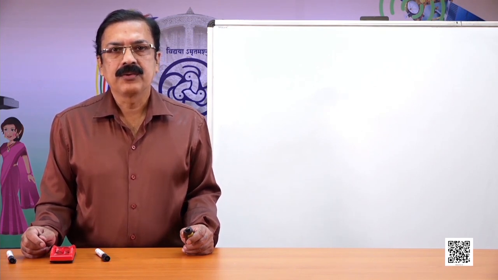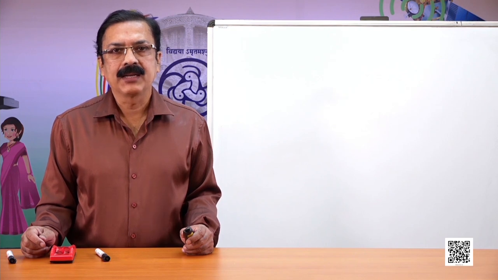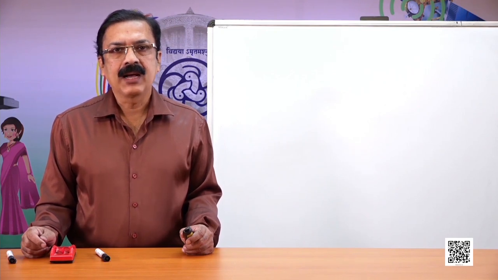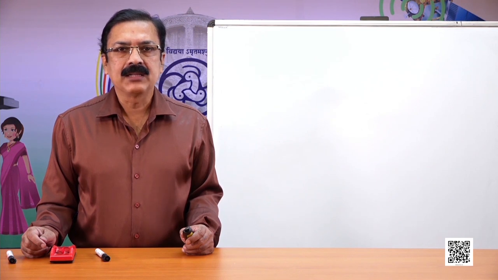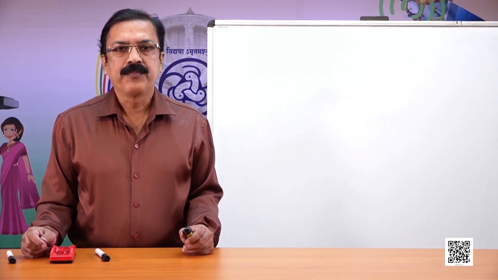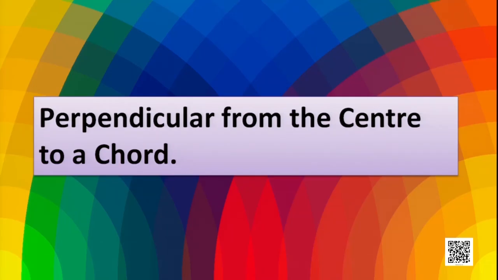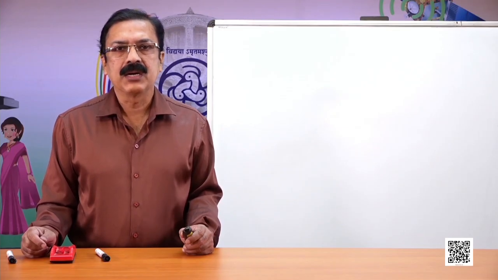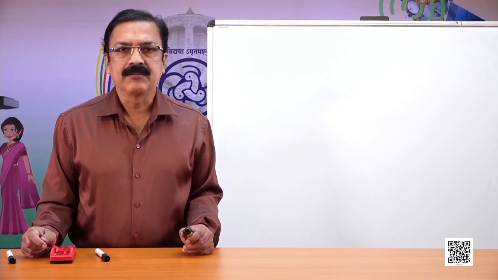Today, we are going to discuss from class 9 mathematics book, chapter 10, about circle, part 3. In the previous class, we discussed the angle subtended by a chord at the center, and we learned that equal chords subtend equal angles at the center. Today, we are going to discuss the perpendicular from the center to a chord. So, what is the relation between the perpendicular drawn from a center to a chord and the chord itself?